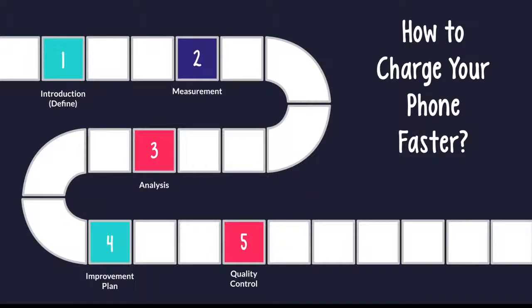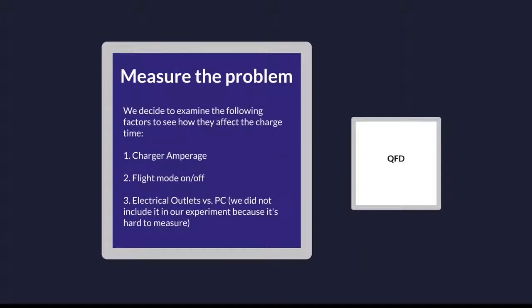Second, we measure the problems. We decide to examine the following factors to see how they affect the charge time. Number one, whether the charger amperage has an influence on the charge time. Second, whether flight mode on or off has an influence. And third, whether the electronic outlet versus the personal computer matters. However, we did not include it in our experiment because it's really hard to measure.